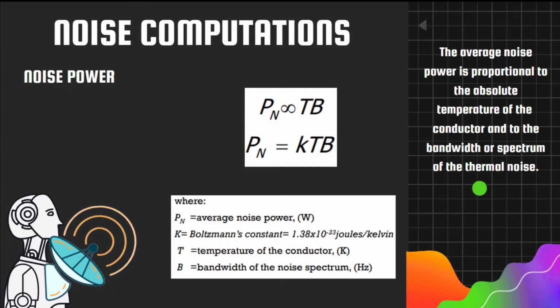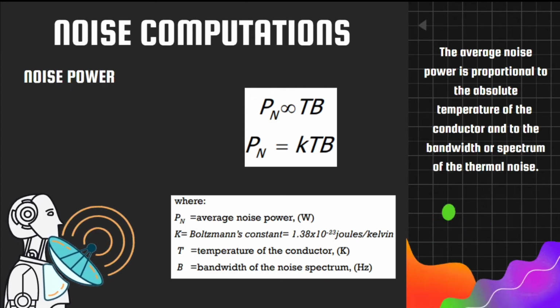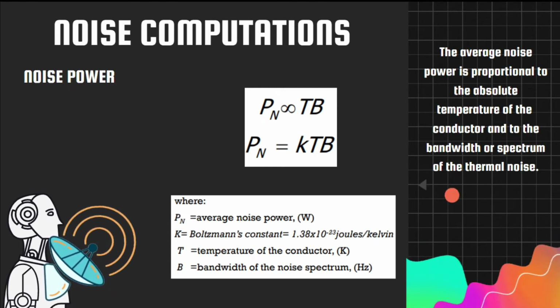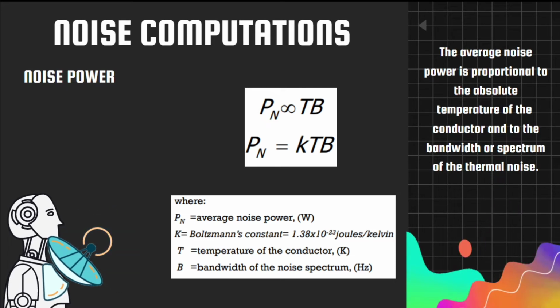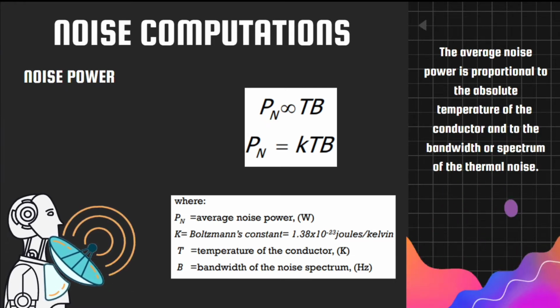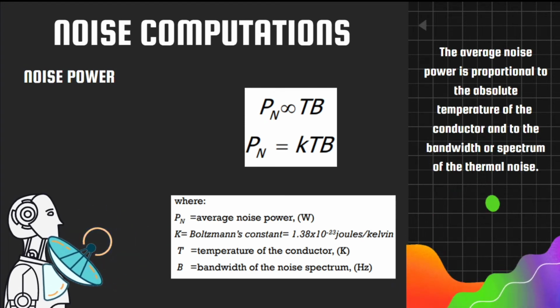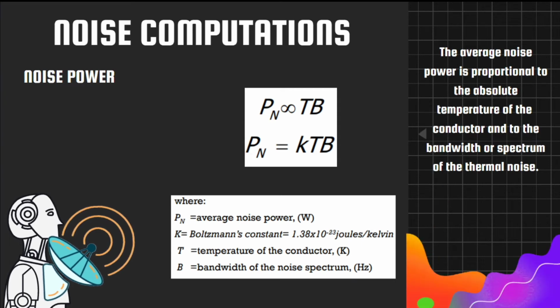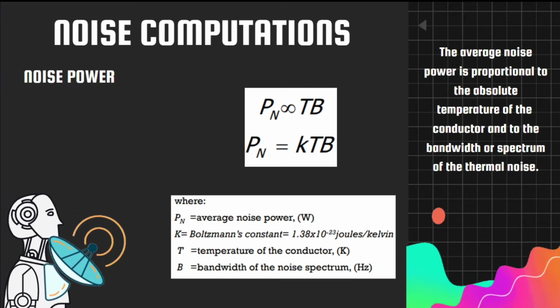So next, we will move on to the noise equations. First, we have the noise power. The average noise power in watts is directly proportional to the temperature of the conductor in kelvins and the bandwidth of the noise spectrum in hertz. So the average noise power, which is denoted by P sub n, is equal to the Boltzmann constant times the temperature of the conductor in kelvins times the bandwidth of the noise spectrum in hertz.